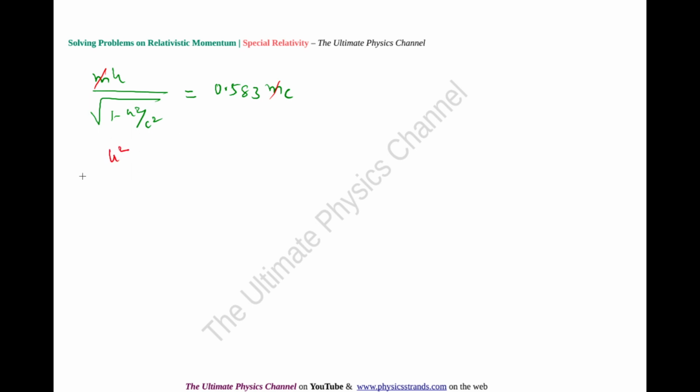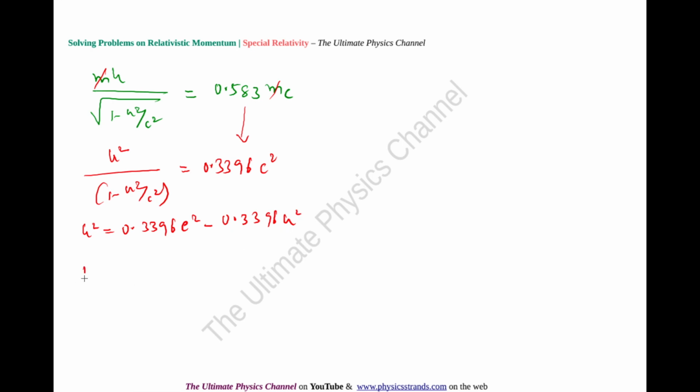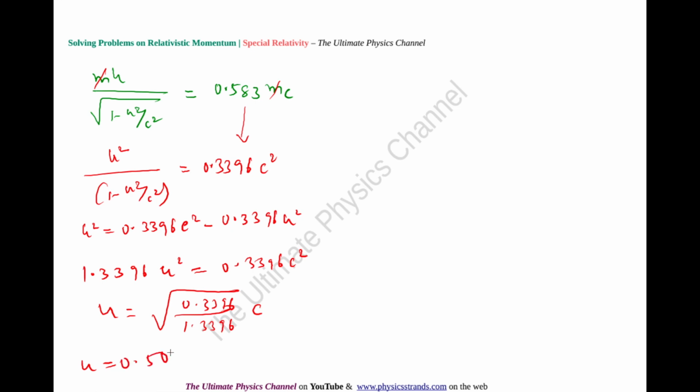If I square both sides, I can write u squared over 1 minus u squared over c squared is equal to 0.3396 c squared, the square of this. So I get an expression: u squared is equal to 0.3396 c squared minus 0.3396 u squared. Rearranging the terms to the left and right side, I get 1.3396 u squared as 0.3396 c squared. Therefore u is equal to the square root of 0.3396 over 1.3396 times c. If I work that out, u is equal to 0.5035 c. That is the answer.